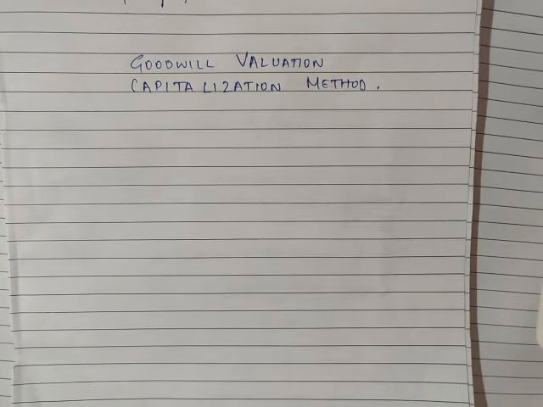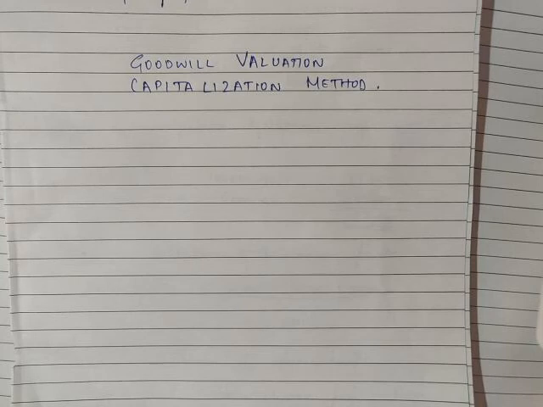So far, we have covered two methods for valuation of goodwill. First was the average profit method, where we multiplied the average profits of the last few years with the number of years purchased. The number of years purchased is decided based on judgment of the management.